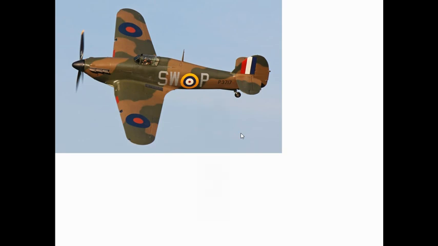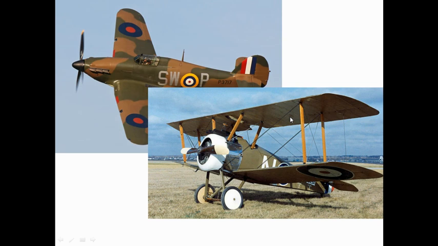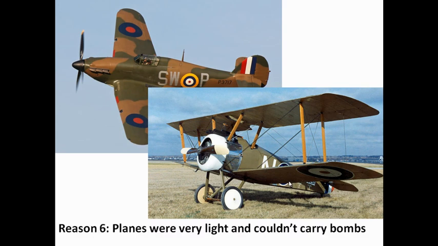Planes had been invented by World War I, but this is what they were like. They're very, very lightweight, and they'd usually only have one person in them. And that one person wasn't able to carry any heavy bombs or even a machine gun. And they usually only used planes in World War I to fly over the enemy's lines and see if they could work out where all the soldiers were and maybe try and take a photograph. So, reason 6, planes were light in World War I and couldn't carry bombs. So those are your 6 reasons.